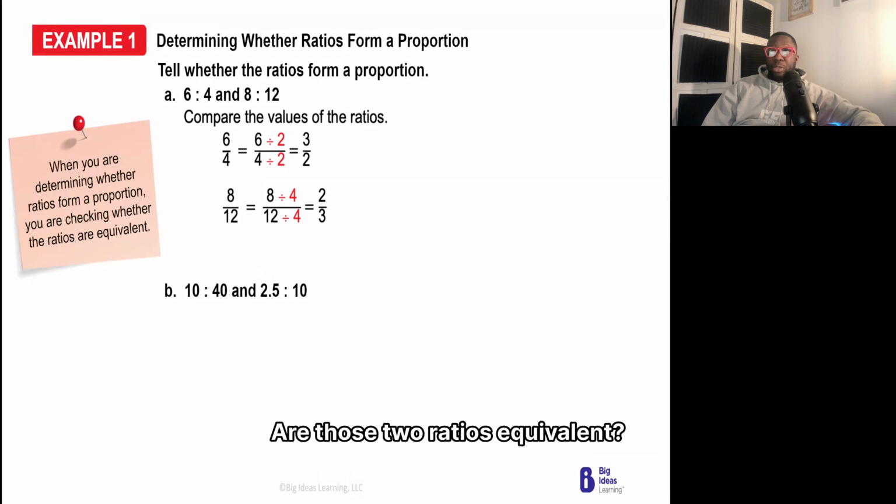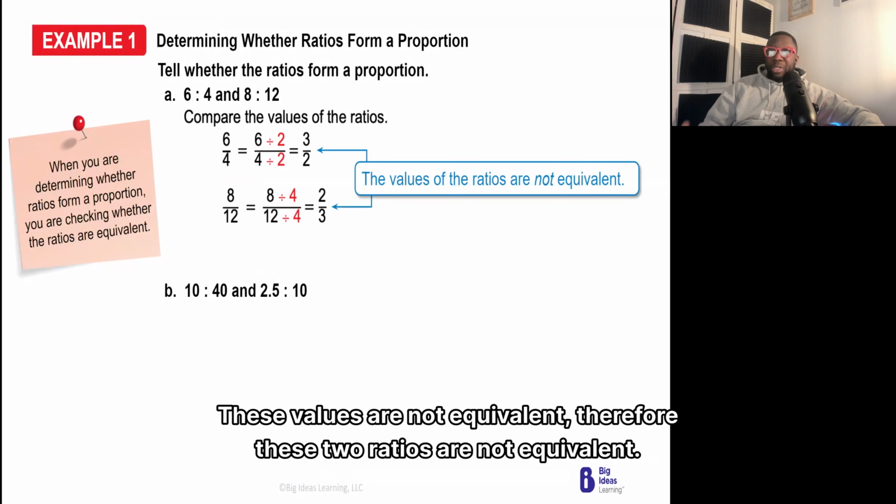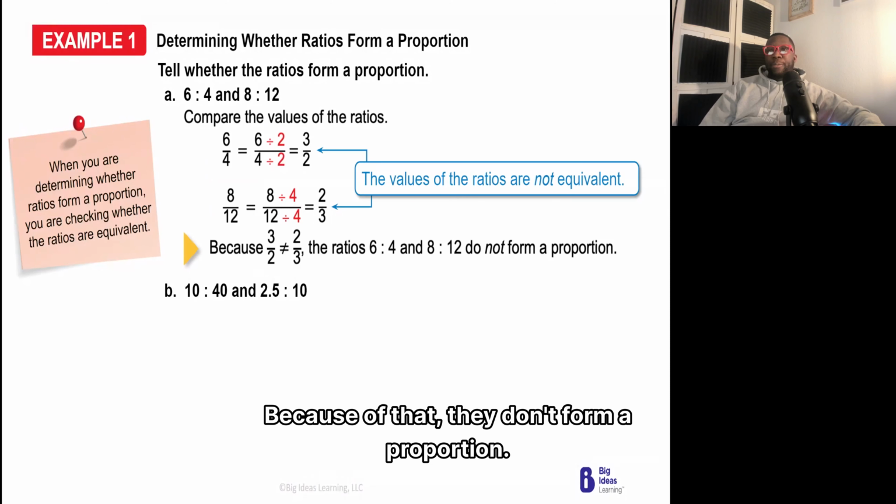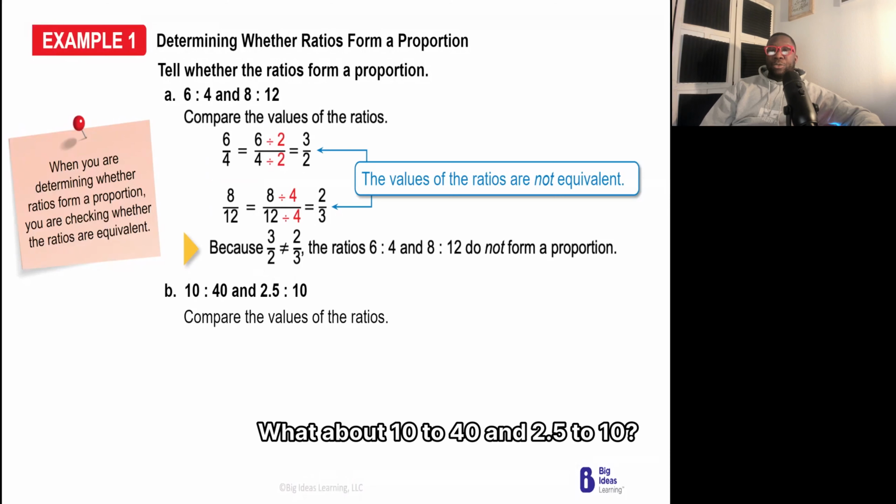Are those two ratios equivalent? The answer is no. These values are not equivalent. Therefore, these two ratios are not equivalent. Because of that, they don't form a proportion. What about 10 to 40 and 2.5 to 10?